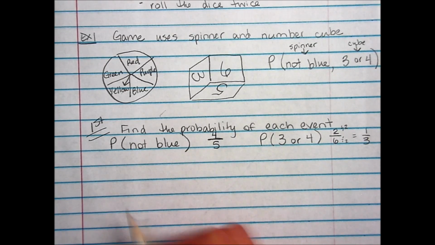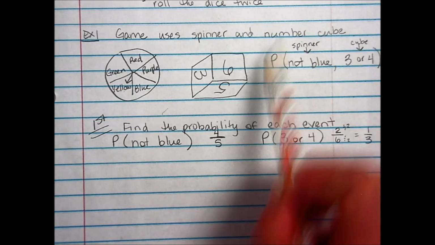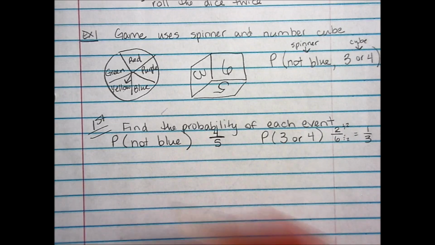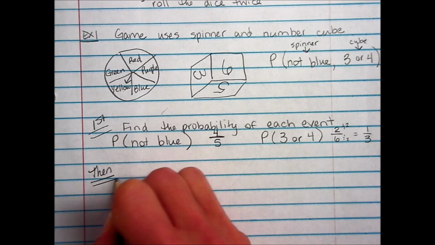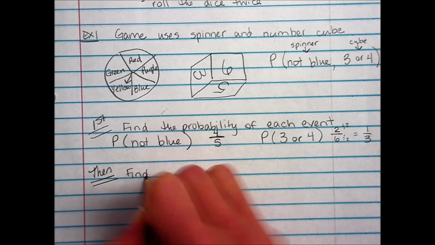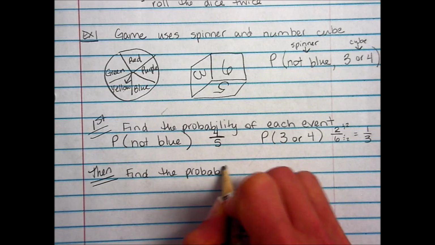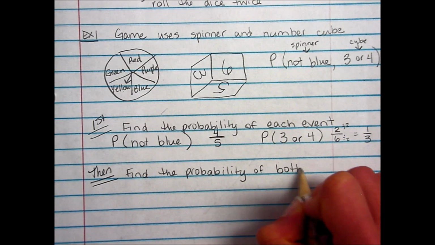Okay, so then the second part, because look, I'm not done. We have to find how to win the whole game. We've just found the separate events. Okay, so then find the probability of both events occurring.